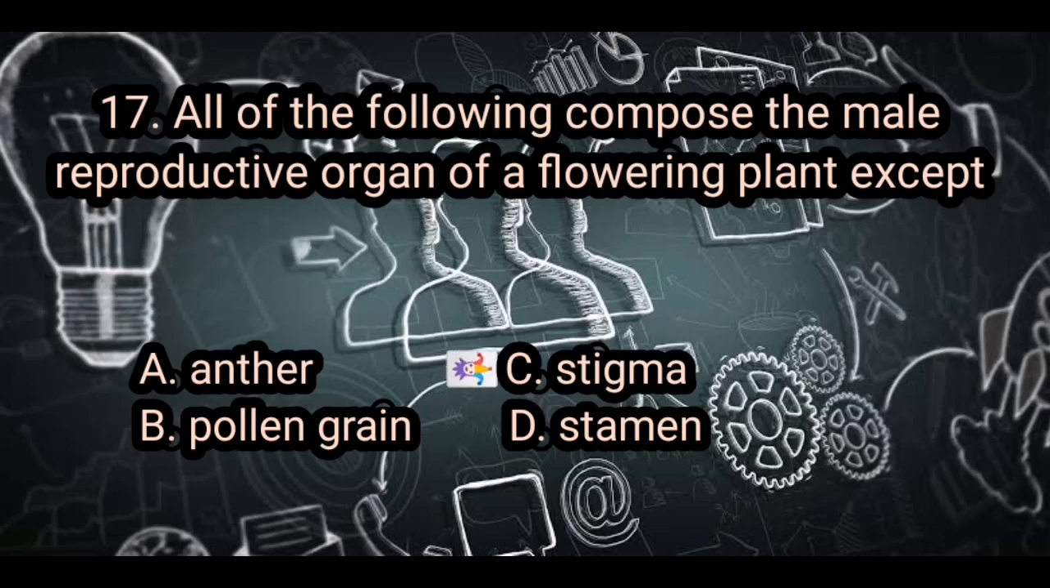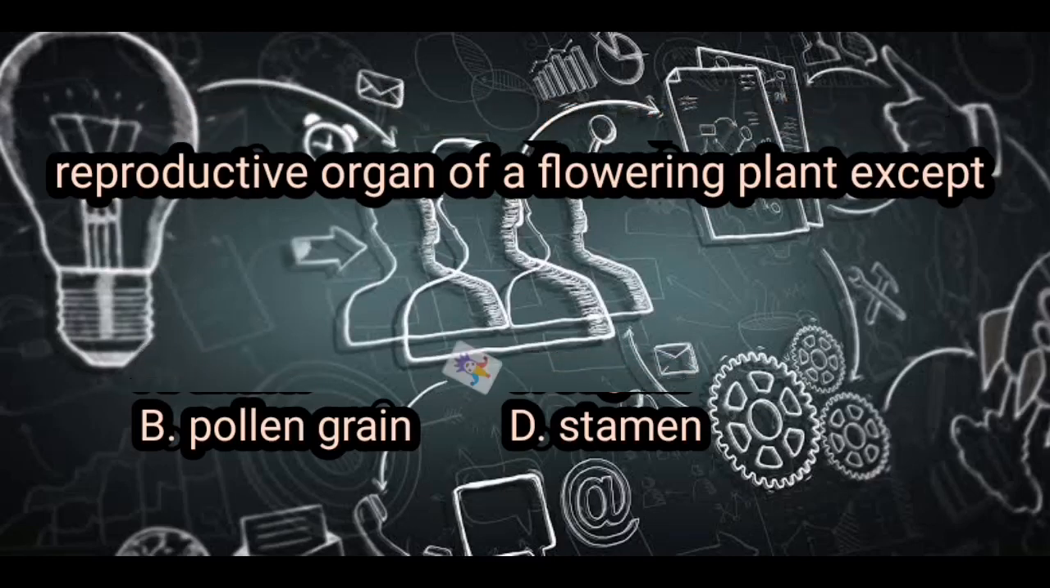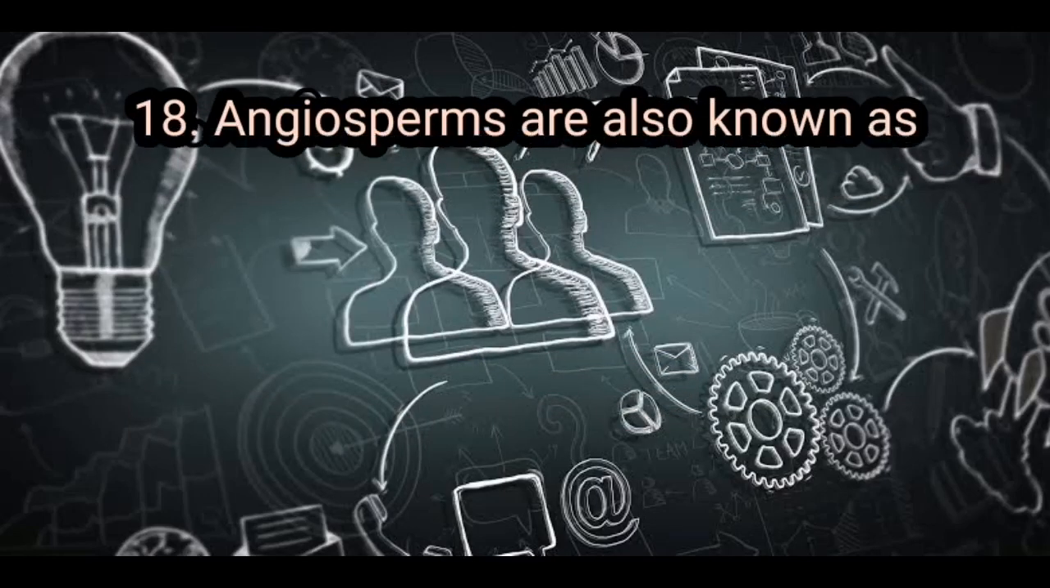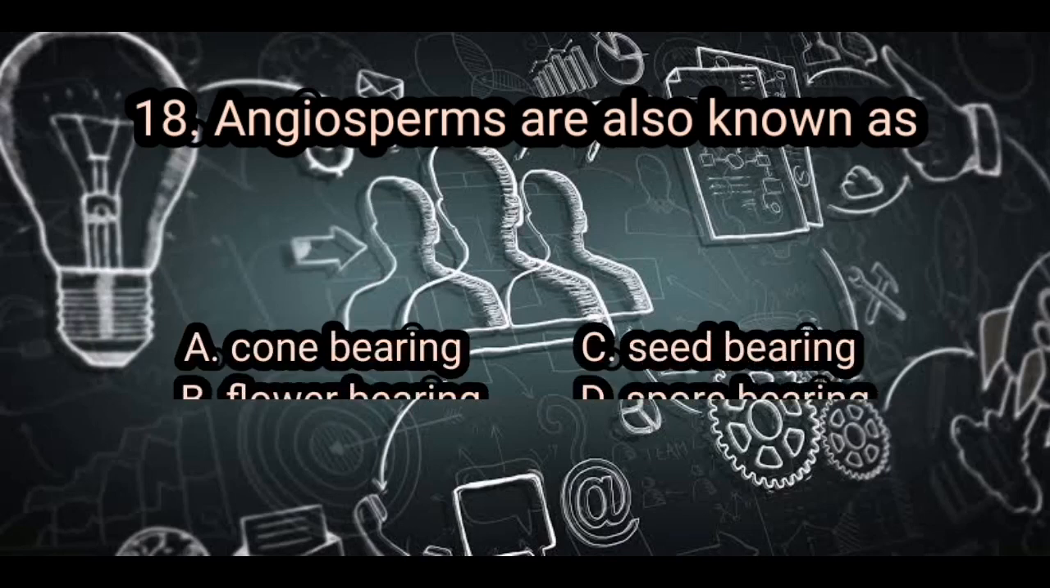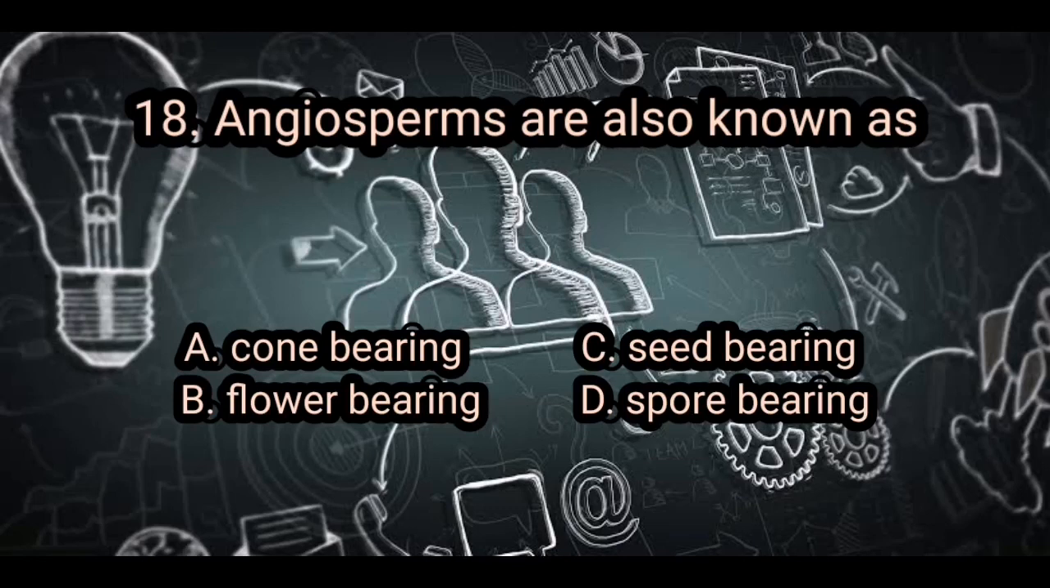Correct answer, letter C. 18. Angiosperms are also known as: A. Cone-bearing. B. Flower-bearing. C. Seed-bearing. D. Spore-bearing.